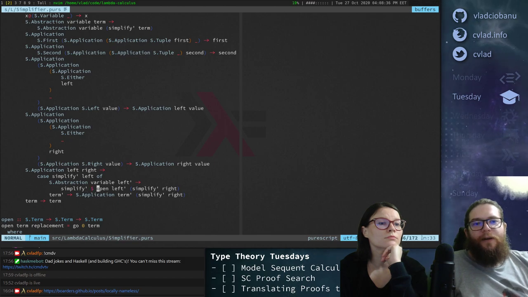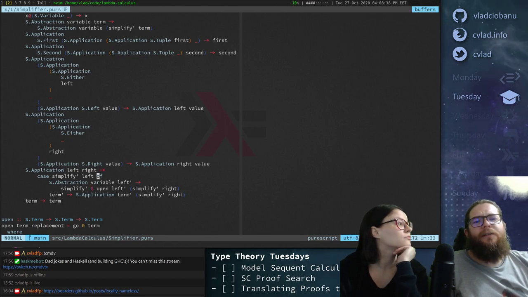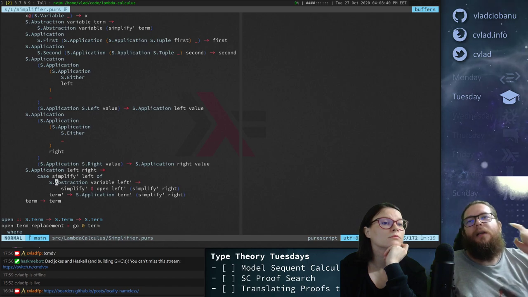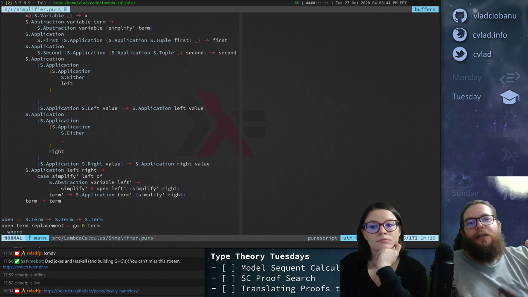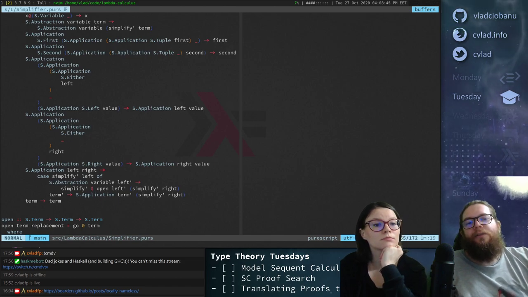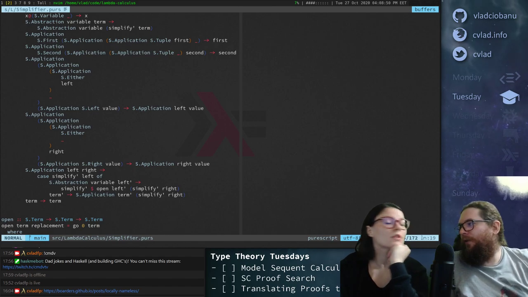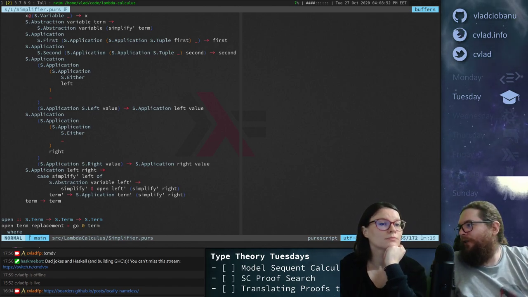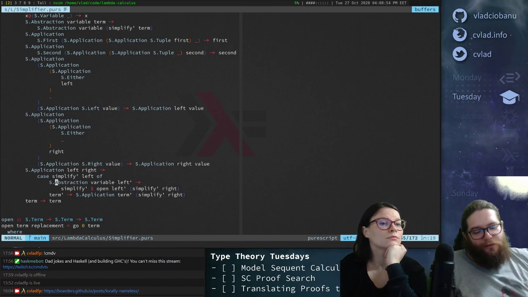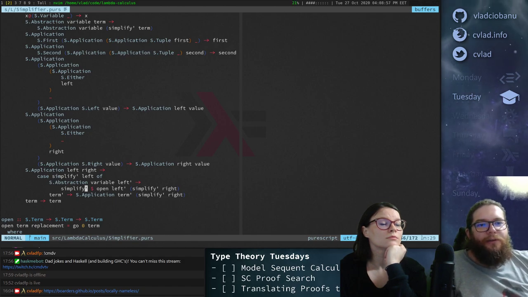we simplify. I'm not even sure we really need to simplify this. This could be simplified to just check if it's an abstraction, then you apply it. Otherwise, you just simplify left and right, and then the equality recursion thing would take care of it. But this was before I added that, so I didn't change it yet. It doesn't really matter. It still works just as well.